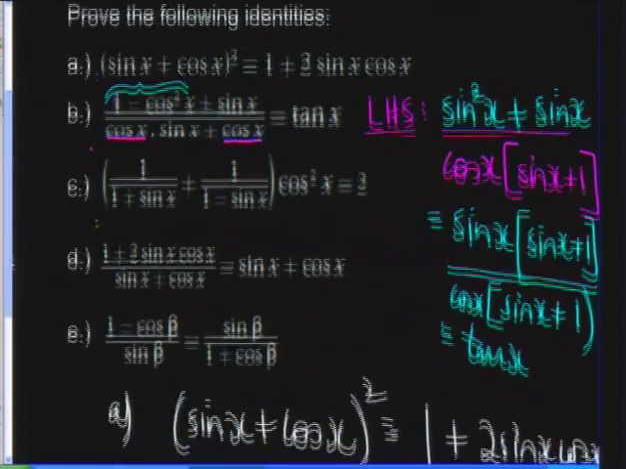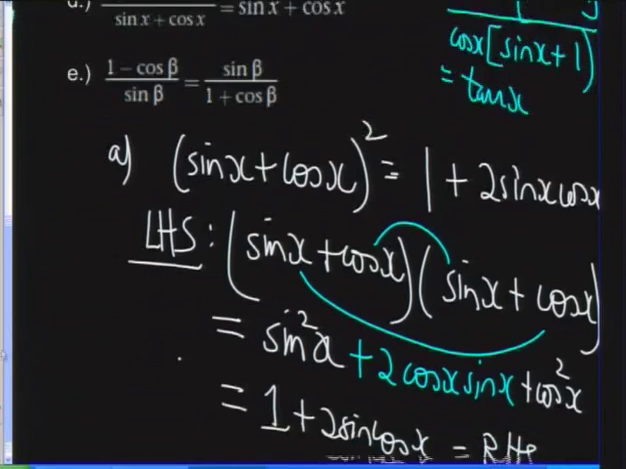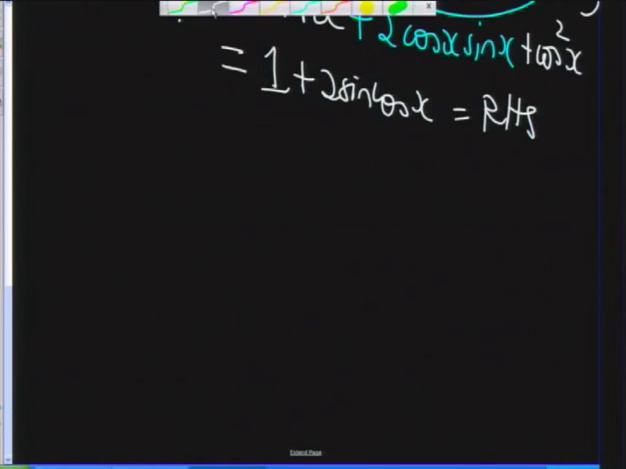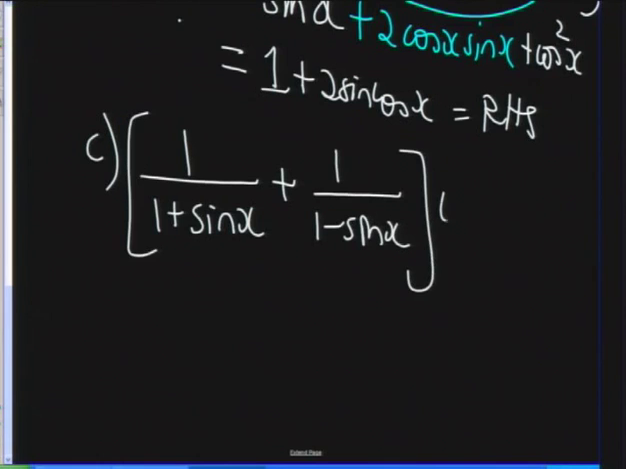So we've got 1 plus sine, 1 minus sine. Let's take it down times the cos squared. Let's see if we remember that. So this was C. We had 1 over 1 plus sine x plus 1 over 1 minus sine x, and then we're multiplying it by cos squared x.